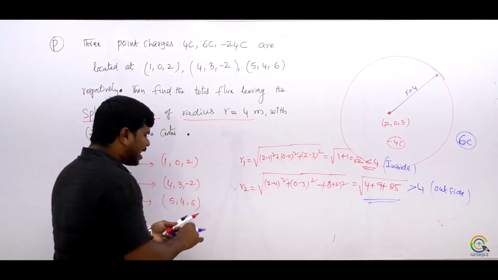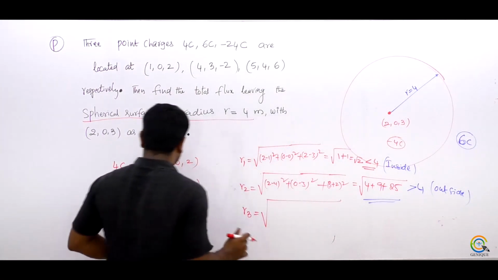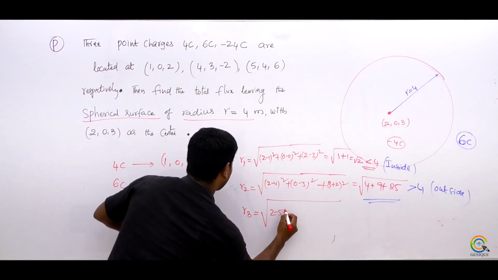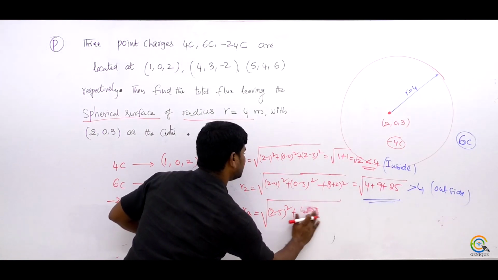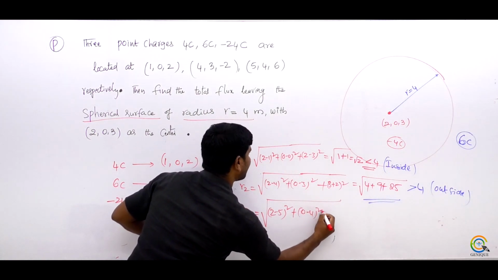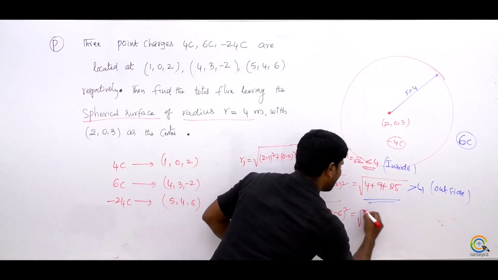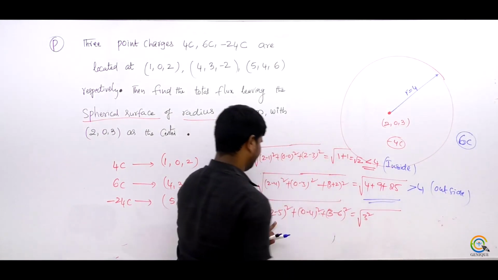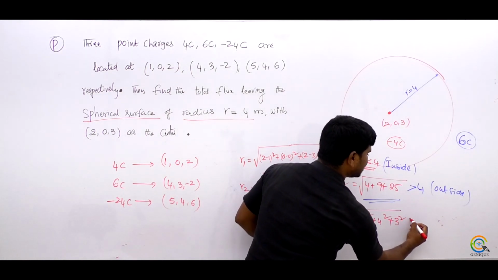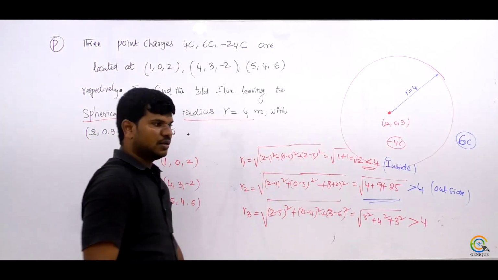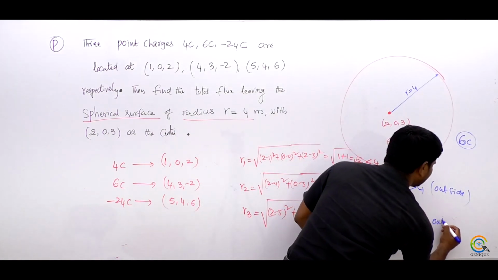Now what about R3? R3 equals root over (2 minus 5) whole square plus (0 minus 4) whole square plus (3 minus 6) whole square. This will be root over 3 square plus 4 square plus 3 square. Again this is greater than 4, which means this point is also outside.